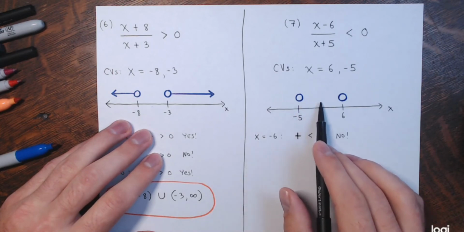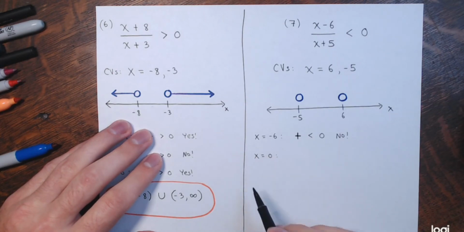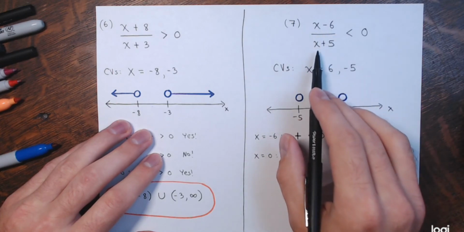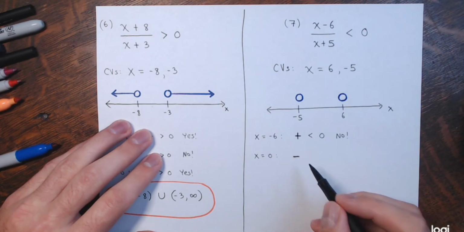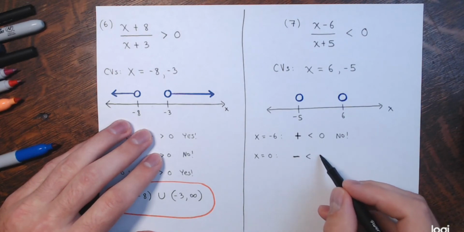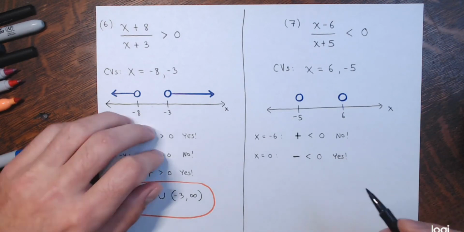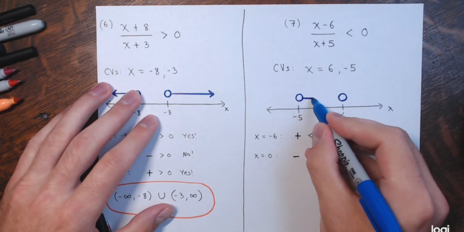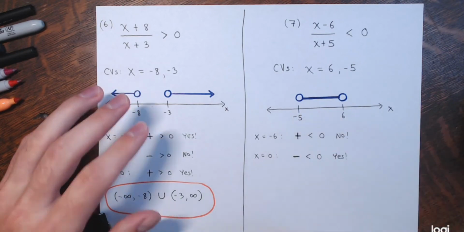Now between -5 and +6, again, an easy value, if you can use it, would be 0. When I plug in 0, the numerator is negative, the denominator is positive, so the number on the left would be negative. And is a negative number less than 0? Absolutely. So this interval between -5 and 6 has solutions to this inequality, and I'll indicate that on my graph.